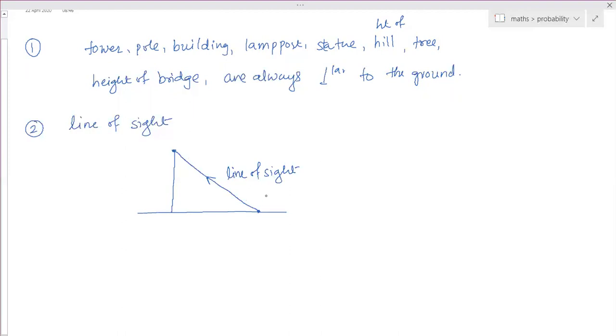Now this line of sight makes some angle with the ground. The line of sight makes the angle here with the ground. This angle is called the angle of elevation because he is looking upward. So this angle made by the line of sight with the ground, or a horizontal line, is the angle of elevation. The line of sight makes an angle with the horizontal line.